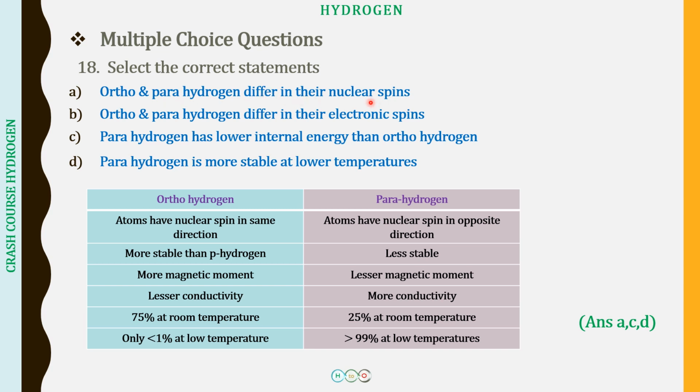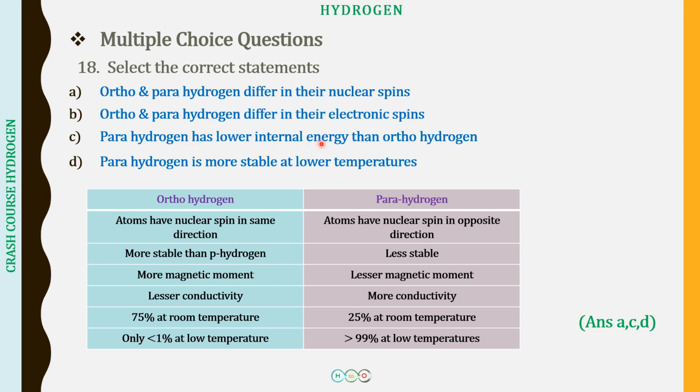Okay, so if you now look at the choices, you will find that ortho and parahydrogen differ in the nuclear spins, so this is correct. Ortho and parahydrogen differ in their electronic spins. No, it is not correct. For both of them, the electrons are spinning oppositely, right? One is spinning in the clockwise direction, the other in the anti-clockwise direction.